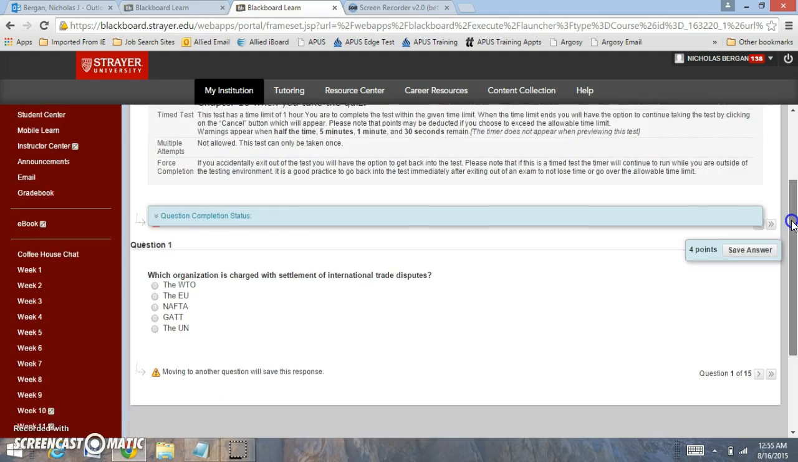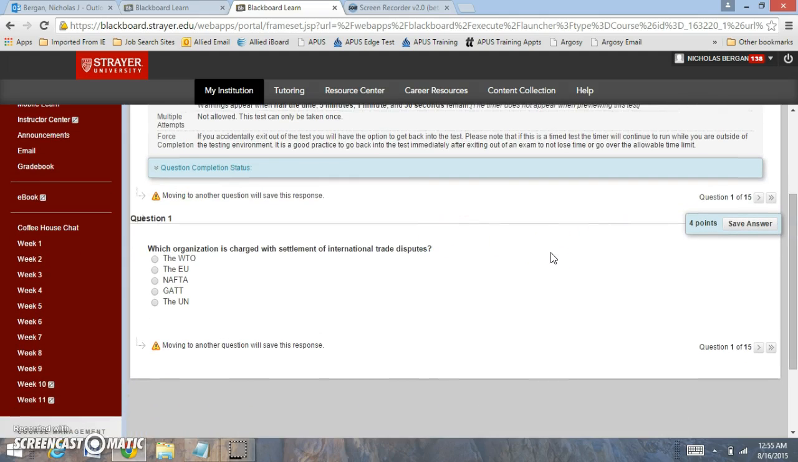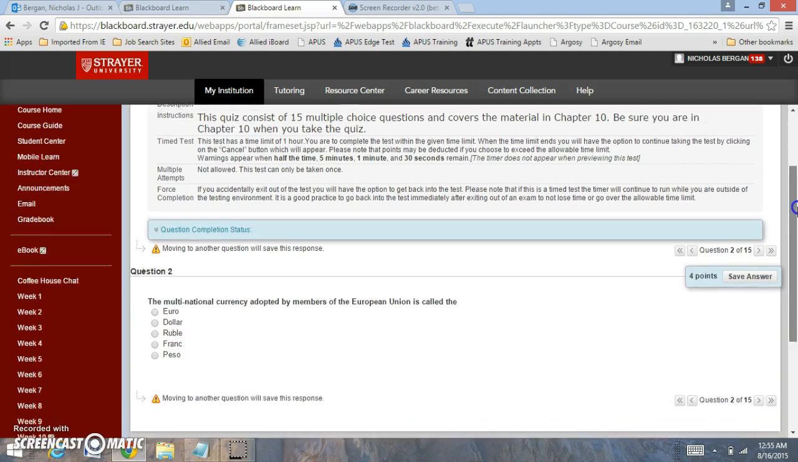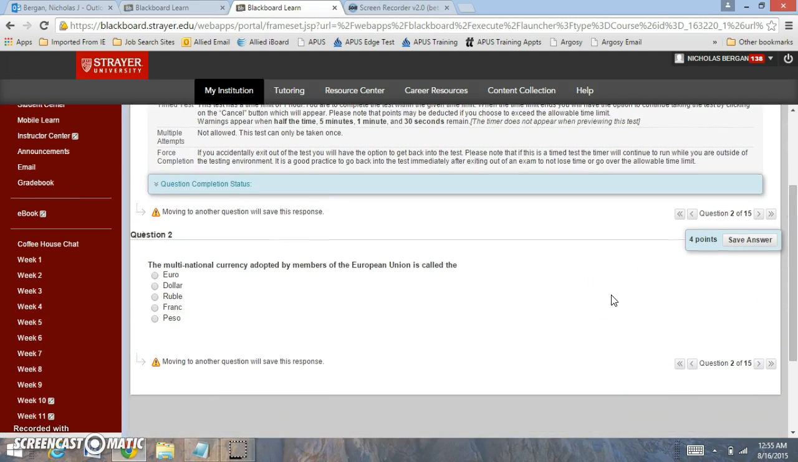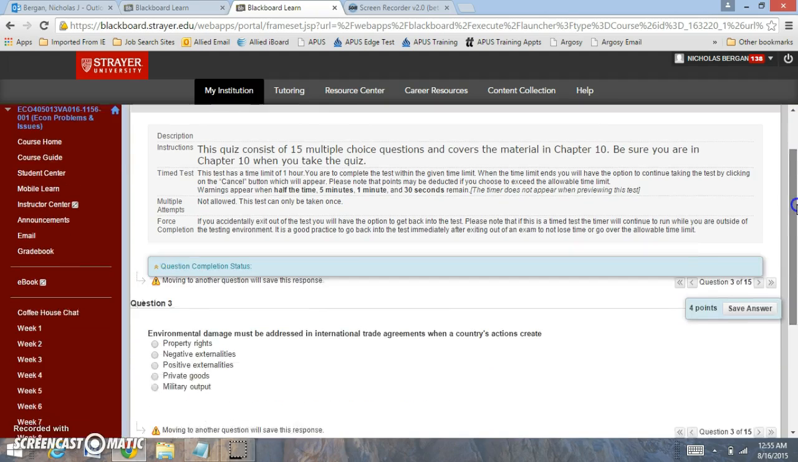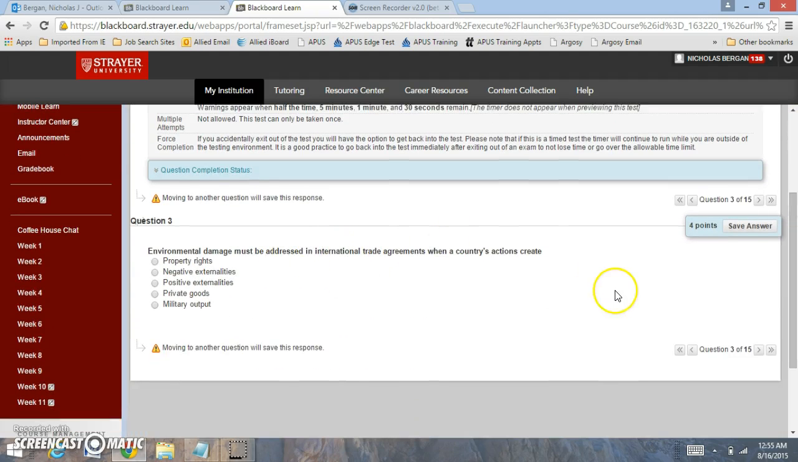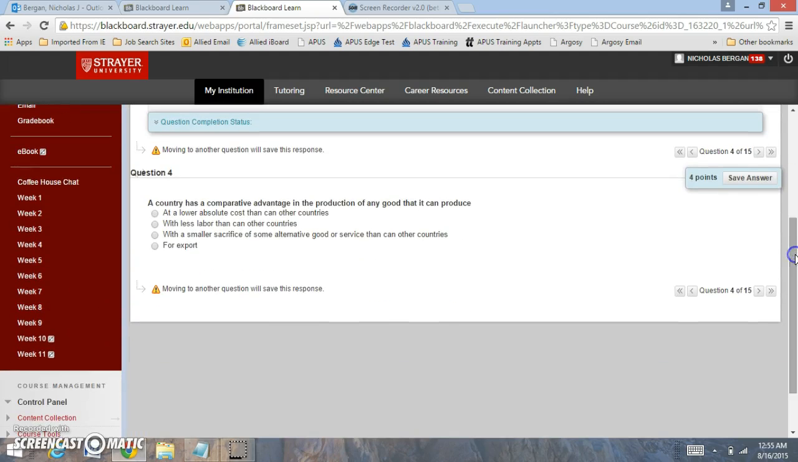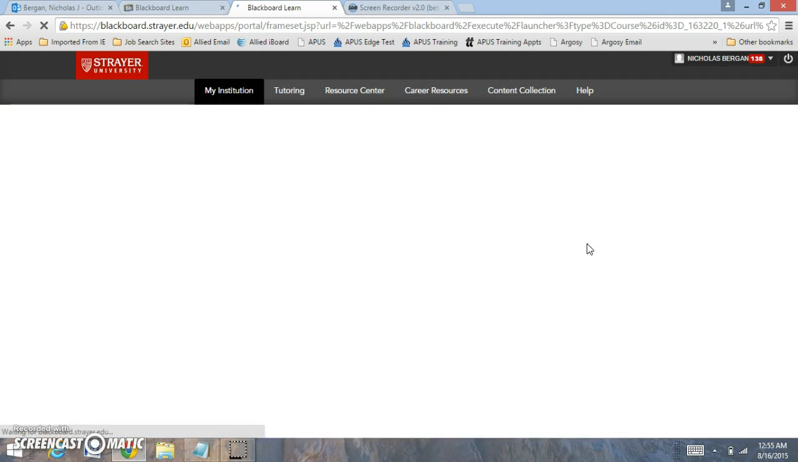The quiz will be covering Chapter 10. What organization is concerned about international trade disputes? Multinational currency adopted by the European Union. Very basic question. Environmental damage that must be addressed in international trade agreements. If a country has a comparative advantage, what does that mean? What does a comparative advantage mean?